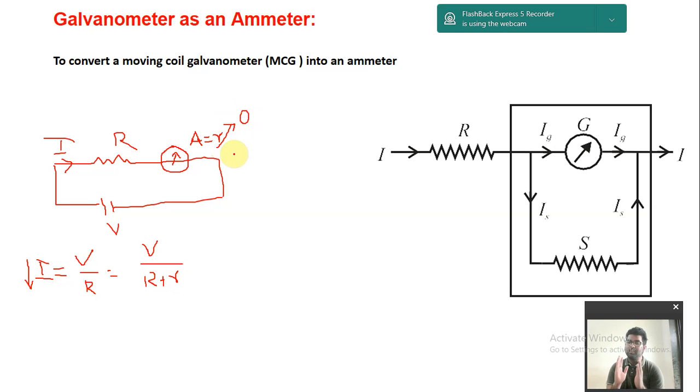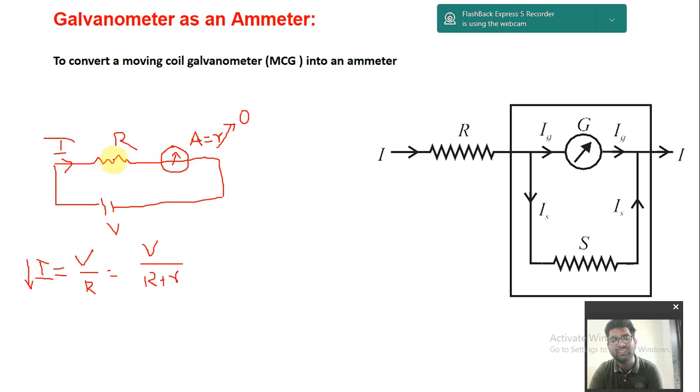But in a practical case, it is not possible to achieve a 0 value. So we make such an arrangement that a very minimal amount of current will pass through the meter, and most of the current will take a second path to pass. In that case, two things will happen. First, the resistance will be less, and second, the meter will not get damaged in case of higher currents, because I am passing very little current through the meter.